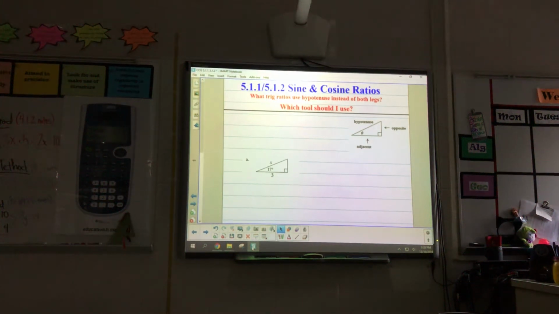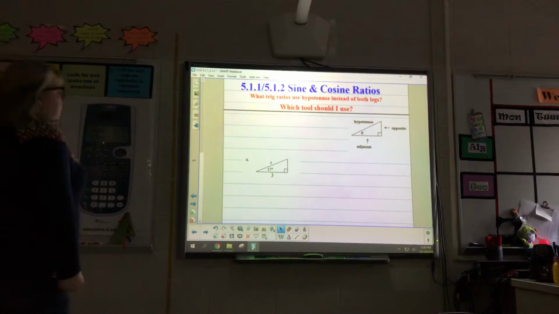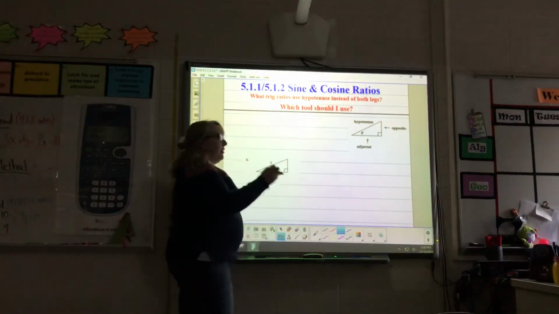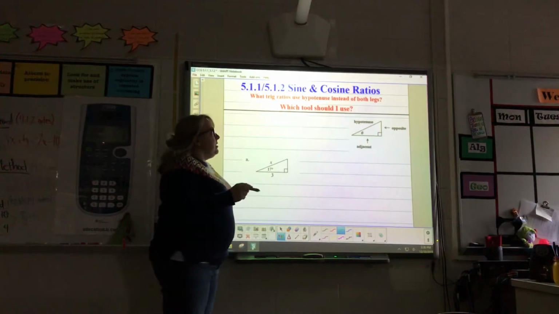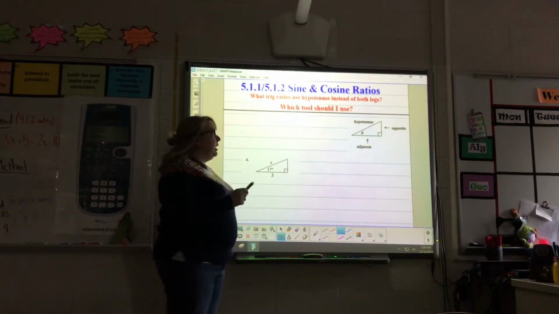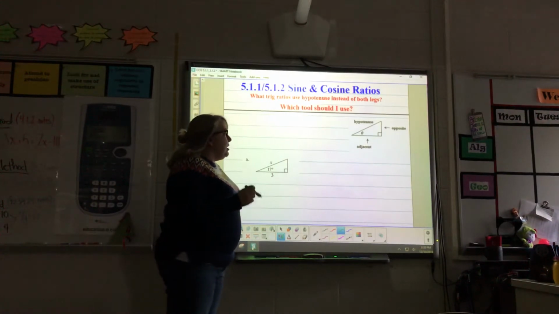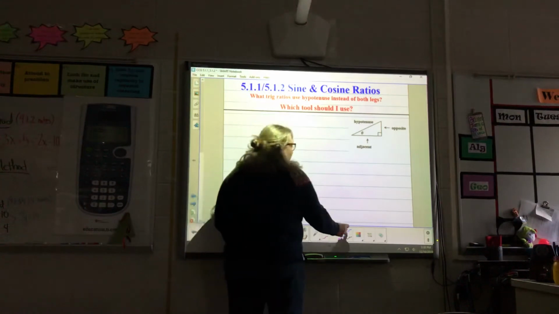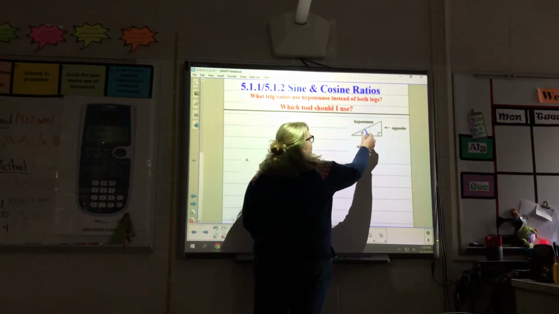Last chapter we learned about how we can use the tangent ratio to find missing side lengths if we have a leg and we're looking for the other leg. This chapter we're going to introduce sine and cosine ratios, which kind of go along with the tangent ratios. So much like I told you with the tangent ratio, before you start, the first thing you should do is label your diagram.